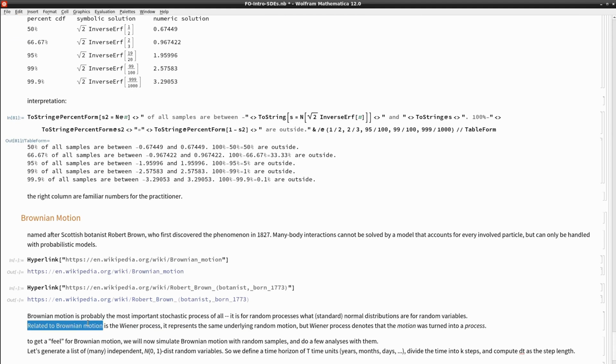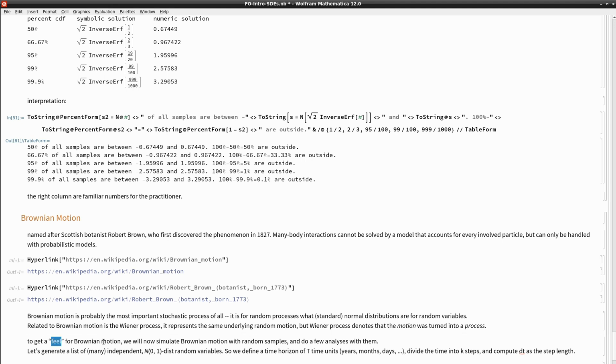And related to the Brownian motion is the Wiener process. It basically represents the same underlying random motion, but the name Wiener process denotes that the motion was turned into a process, a one-dimensional process. Brownian motion is not limited to one dimension. Brownian motion happens in n dimensions. The origin was the observation of how molecules, how atoms are moving in a random three-dimensional space. But the Wiener process now is one-dimensional, and it's pretty much the same. Wiener process is pretty much the same as one-dimensional Brownian motion.